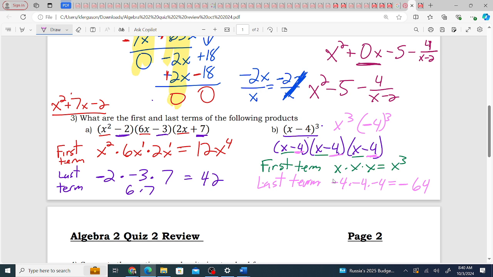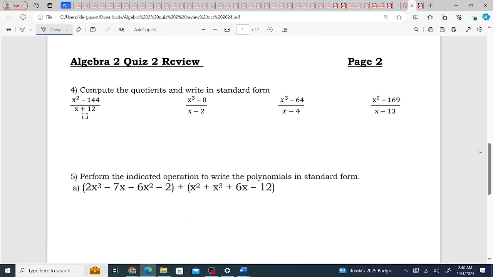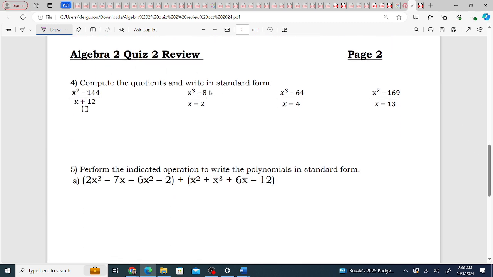Does anybody got any questions on how you find the first and last terms? Anybody? Questions on first and last terms? All right. Compute the quotients and write in standard form.